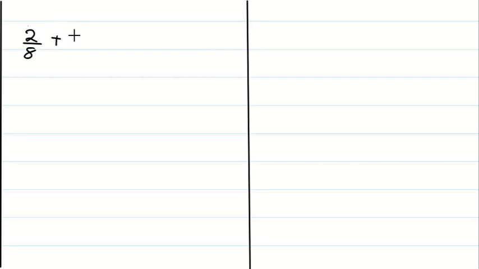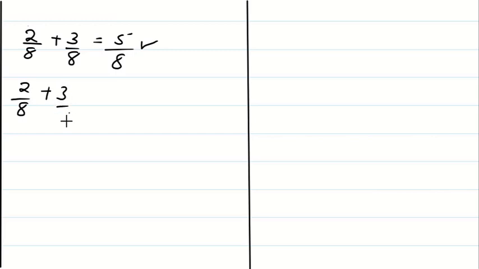So I'll take 2 out of 8 for Sarah and add 3 out of 8 for John. Since both have the same denominator, I'll only add the numerators, which is 2 plus 3, which is 5, out of 8. This is right, but if you did it like this, 2 out of 8 plus 3 out of 8, which is 5, and then you say 8 plus 8 is 16, this will be wrong.